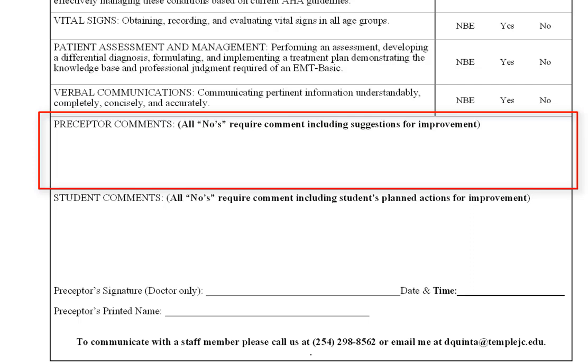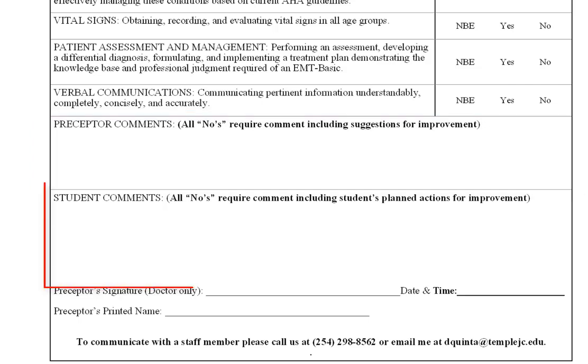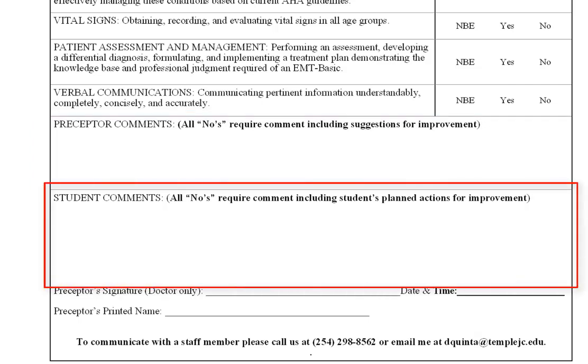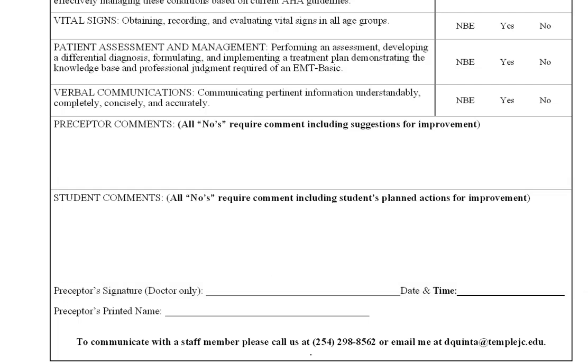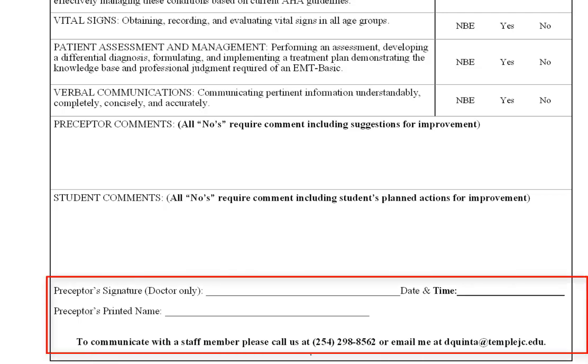If your preceptor does give you a no, please ensure that they provide comments in the box. You will also need to be able to explain what happened and to provide a plan for improvement. The last step is to have the preceptor sign, date, and then print their name. Remember, in the emergency department, your preceptor is not the nurse, but the senior resident.